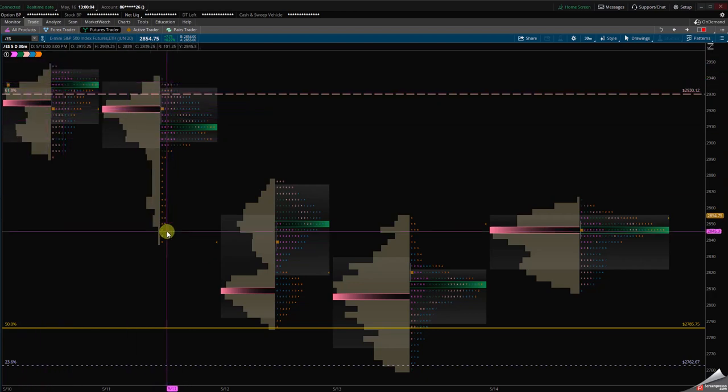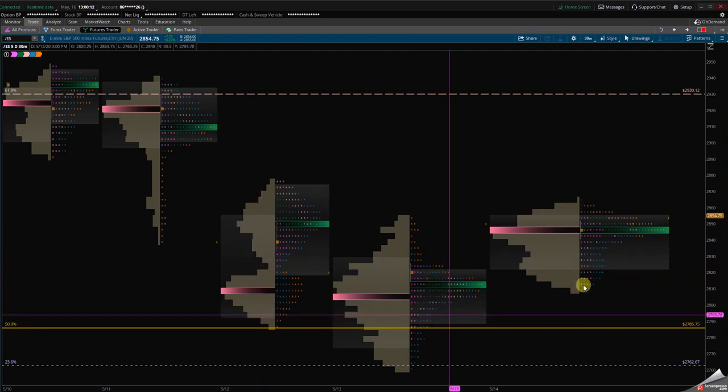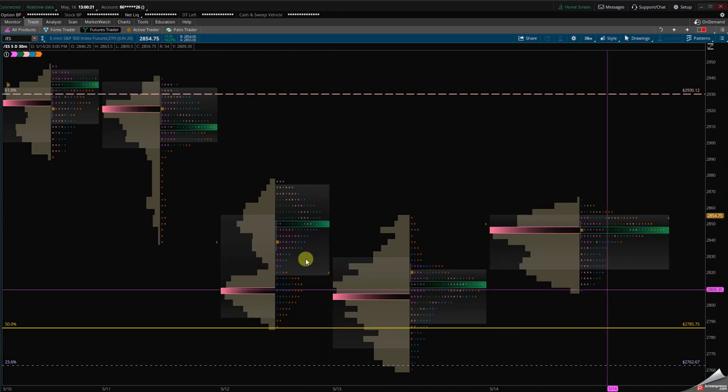We fell a little lower. Wednesday we fell lower. Thursday we fell down and came back up inside the range of Wednesday. And on Friday we fell down to come back and close in the range of that 46.42 area. That's the POC. That's going to tell us a lot of important information.